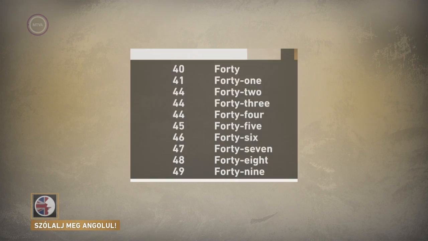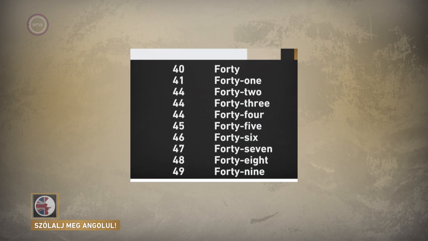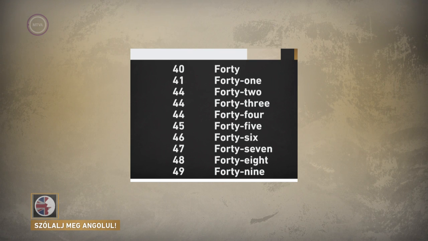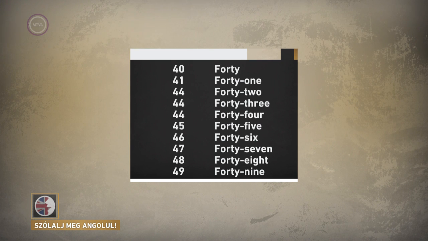Okay, easy. Now, what comes after 39? 40. How do we spell 40? Like this, forty. Remember, 4 is spelled F-O-U-R, but 40 is spelled F-O-R-T-Y. There is no U in 40. Okay, we know how to spell 40, we know the pattern, so 41 is forty-one. 43 is forty-three.